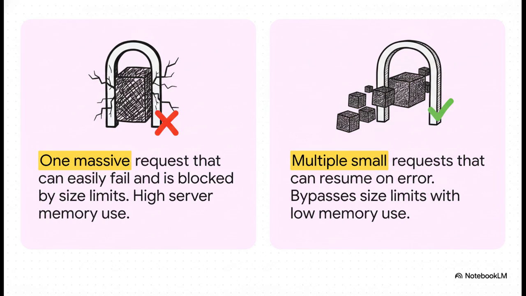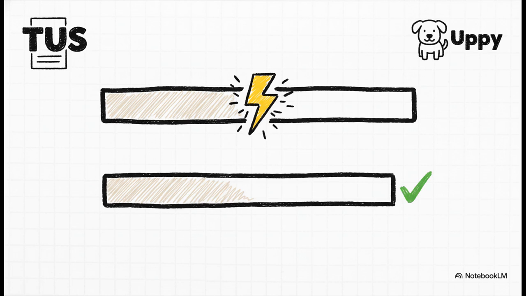This is way easier on your server's memory, and here's the magic part. Each one of those little pieces is so small, it just flies right under the radar of those pesky size limits. And don't worry, this isn't some crazy, complicated academic theory. There are open-source protocols like TUS and just amazing libraries like Uppy that make this whole thing super easy to implement. Seriously, this is the robust, production-ready way to handle files that are actually big.